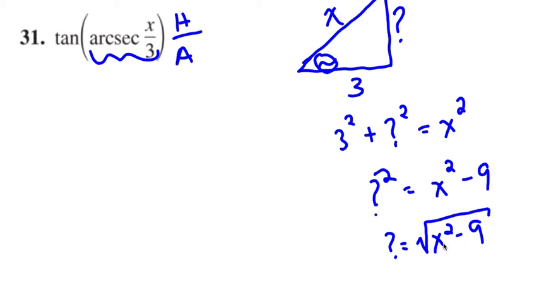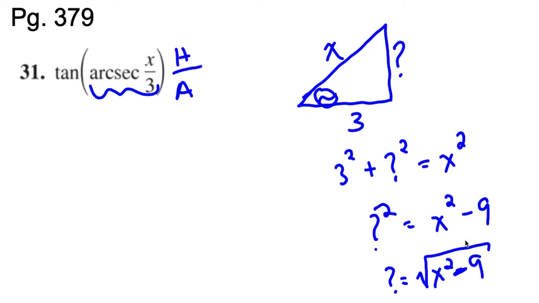Now don't make the mistake of saying that this is x minus 3. That is not true. We can't take the square root of each of them individually unless they're being multiplied. But if they're being added or subtracted, like this one is here, we can't do the square roots individually. All right, so this is the square root of x squared minus 9.